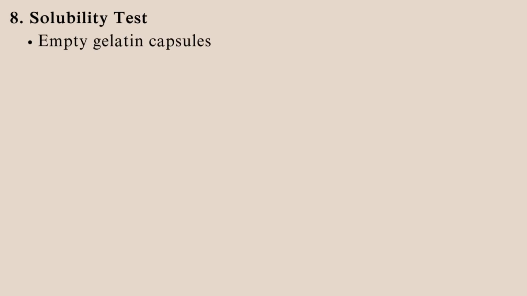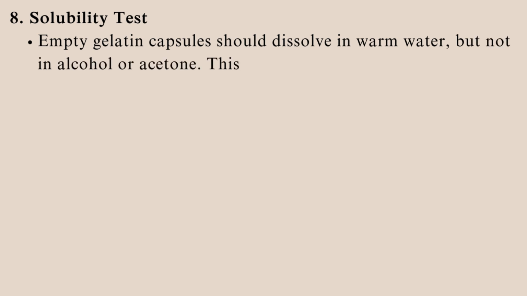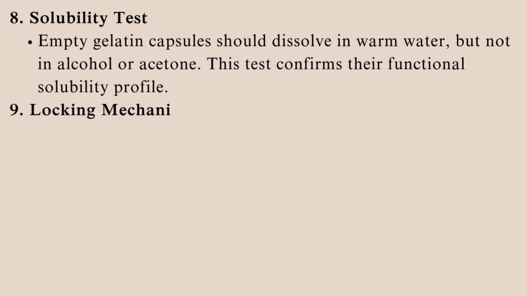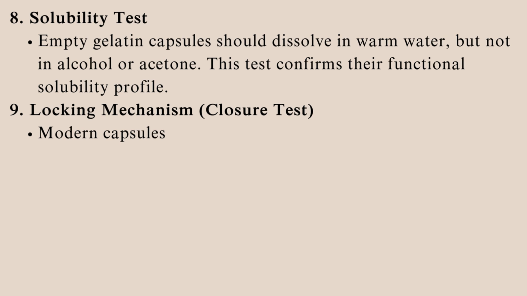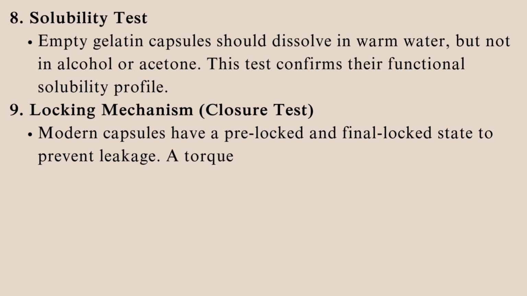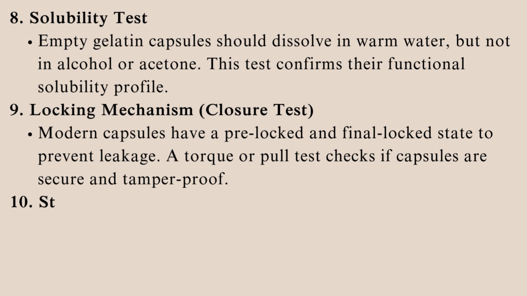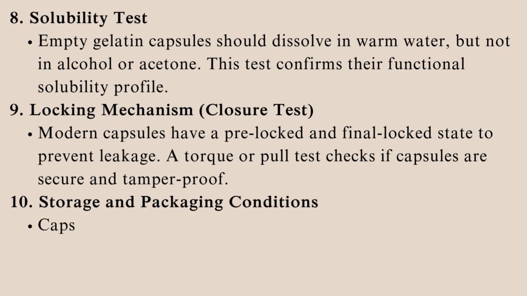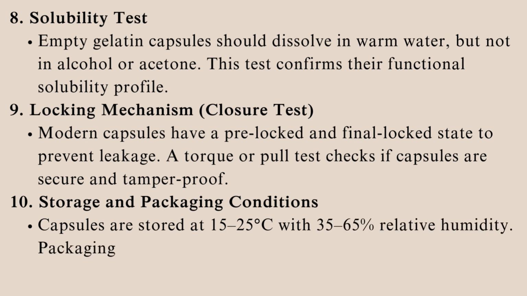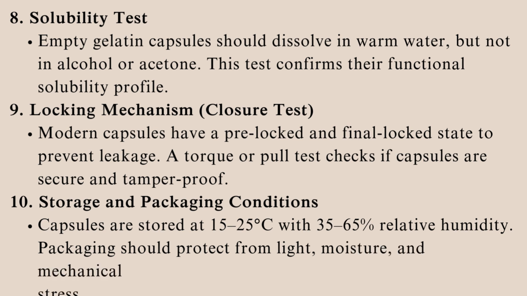Solubility test. Empty gelatin capsules should dissolve in warm water, but not in alcohol or acetone. This test confirms their functional solubility profile. Locking mechanism. Closure test. Modern capsules have a pre-locked and final lock state to prevent leakage. A torque or pull test checks if capsules are secure and tamper-proof. Storage and packaging conditions. Capsules are stored at 15 to 25 degrees Celsius with 35 to 65% relative humidity. Packaging should protect from light, moisture, and mechanical stress.